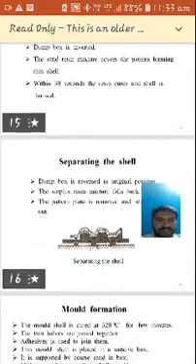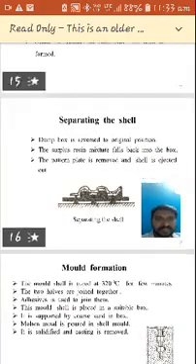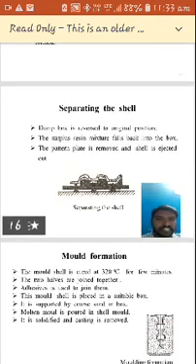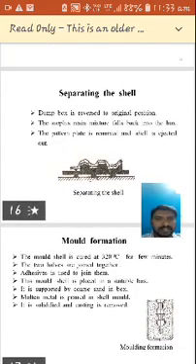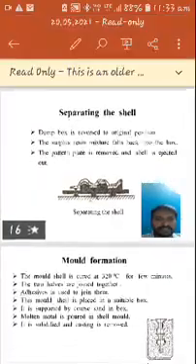See how the separation takes place after forming the thin shell. The box will be reversed and brought to its original position. Then the surplus resin mixture falls back into the box, so whatever the leftover material is will be dropped down to the bottom. Here we use the ejecting pins. The pattern plate is removed and the shell is ejected out. So from that the shell is removed from the box.